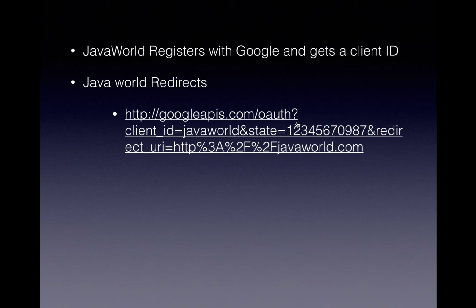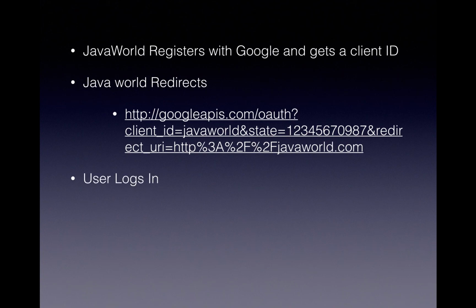This is a unique number or unique code that JavaWorld generates, which is the current session state of that user. So when the access comes back to JavaWorld from Google, once the user logs in, it will put the user back to this particular session state. The final parameter is the URL which Google should redirect to once the user authenticates. So as you can see, it is javaworld.com. Typically, we'll have our application URL in here.